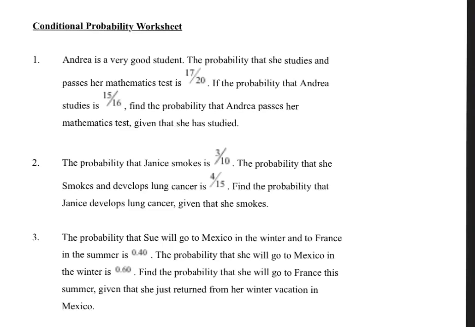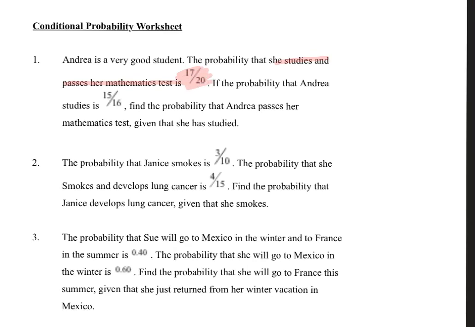All right, guys, I'm gonna go over the homework from last night. For the first one, Andrea is a very good student. The probability that she studies and passes her math test is 17 out of 20. Like I did in the notes, I know that the "and" statements are important. So she studies and passes her mathematics test is 17 out of 20.